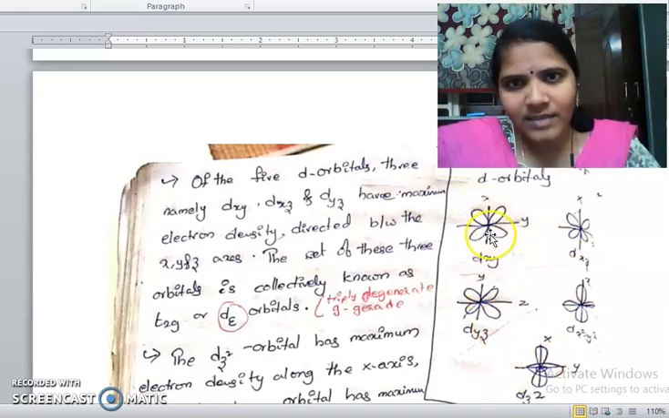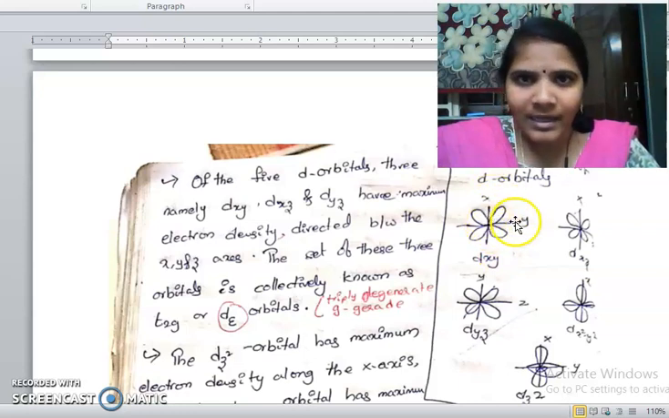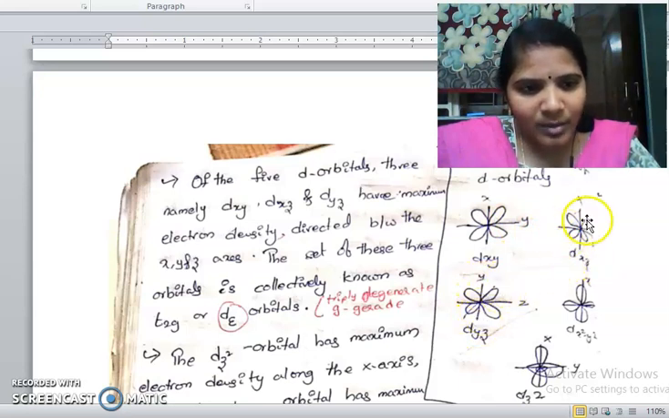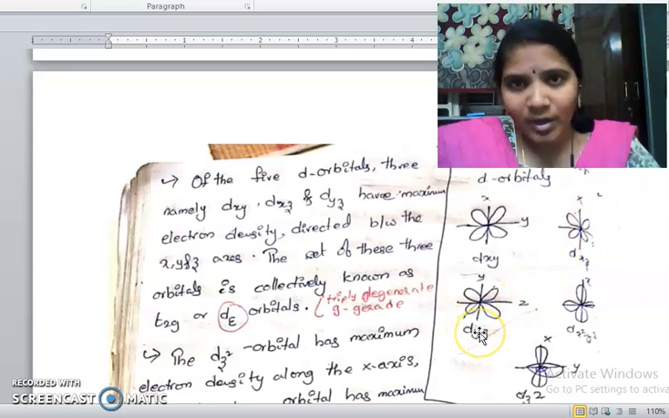I considered this as the x-axis and this as the y-axis, and the dxy orbital is a non-axial orbital, lying in between the x and y axis. dxz is also in the same way, oriented in between x and z, and dyz is also a non-axial orbital where the lobes are arranged in between the y and z.